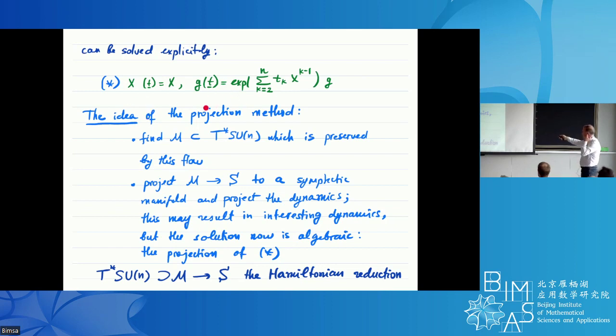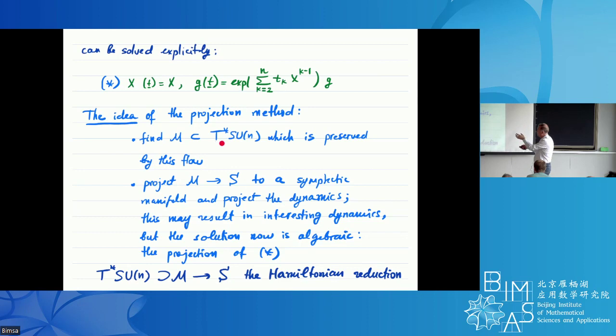And now I want to explain the idea of the projection method, the algebraic tools that are used in all integrable systems, starting from the Korteweg-de Vries equation to the Sine-Gordon equation, and in all finite dimensional cases. Either this or some modification. So the idea is the following. In your symplectic manifold, you choose a submanifold which is preserved by this multi-time flow. This is step number 1.